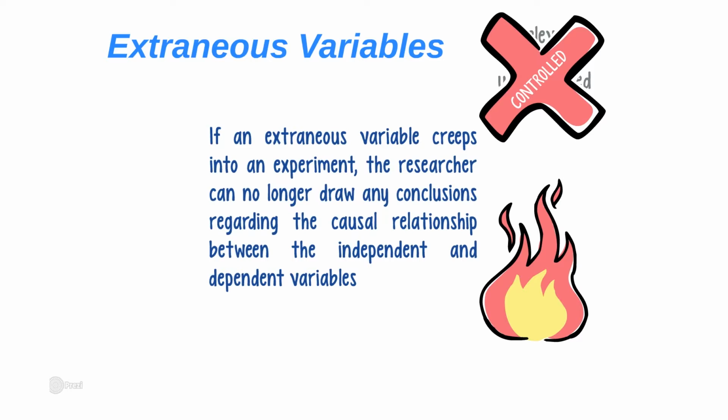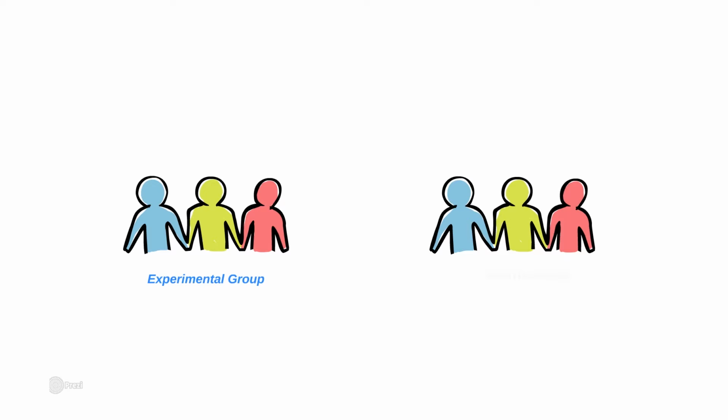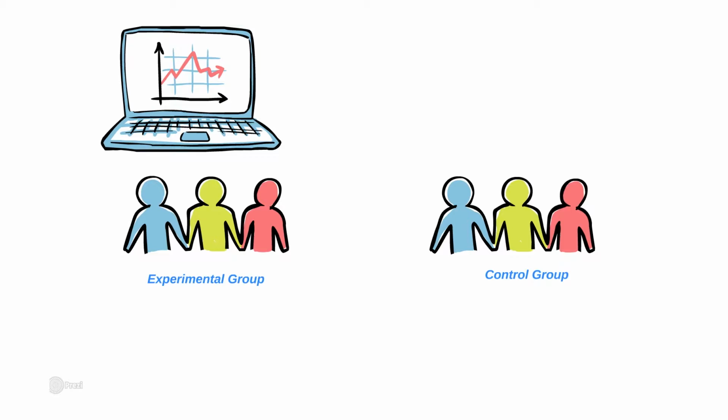Once an extraneous variable creeps into an experiment, the researcher can no longer draw any conclusion regarding the causal relationship that exists between the independent and the dependent variable. Some experiments have both an experimental group and a control group. An experimental group consists of subjects who are exposed to the treatment or intervention, like the computer-aided teaching, CAT.